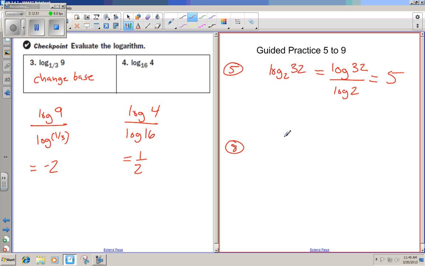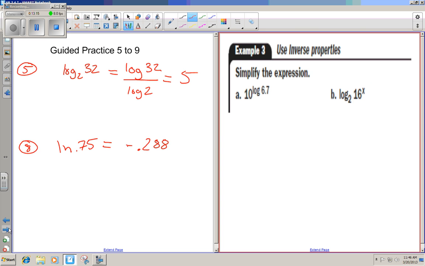Number 8, ln of 0.75. You don't even have to use the change of base formula. Find where it says ln on your calculator, type it in, and you end up with -0.288. The change of base formula should be helpful for you.